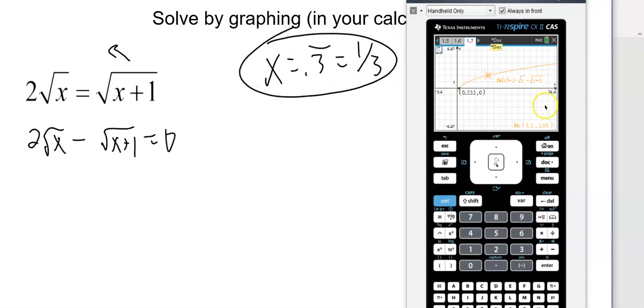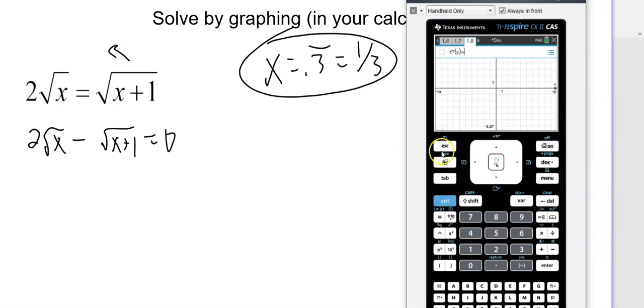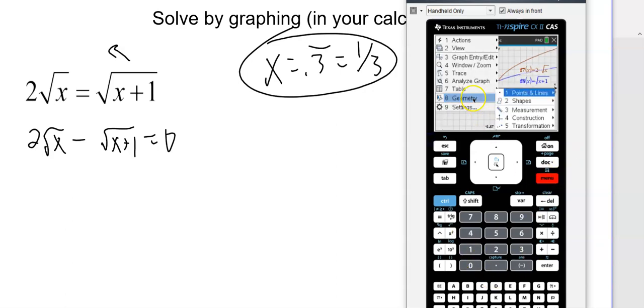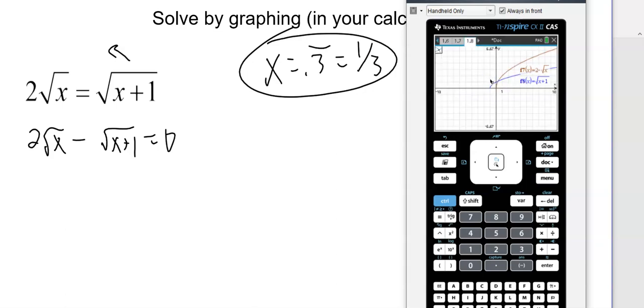Using the second method, if we wanted to try it, which again, you might like this method better, I'm going to type in 2 times the square root of x. And for my second equation, hit tab, square root of x plus 1. Find out where they cross. So you go menu, geometry, points and lines, intersection point. Click in the blue graph, click in the brown graph.